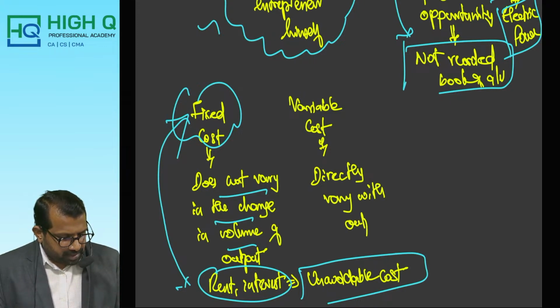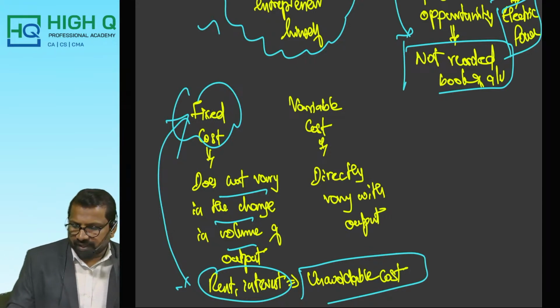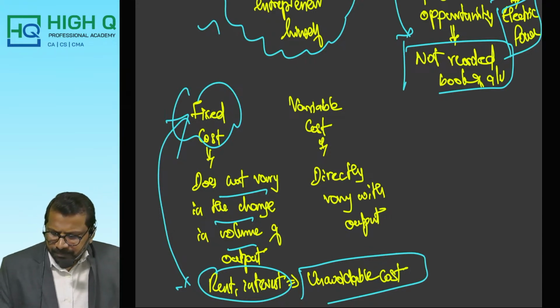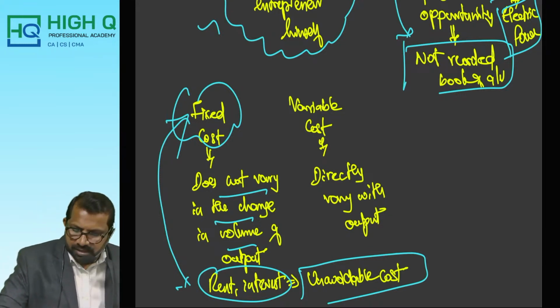Costs that directly vary with the output are called variable cost. Say for example, 1 kg of raw material is required for manufacturing 1 unit, and the raw material cost is 100 per kg. Therefore, when 50 units are manufactured, the raw material cost is 5000. In the same way, when 100 units are manufactured, the raw material cost is 10,000.